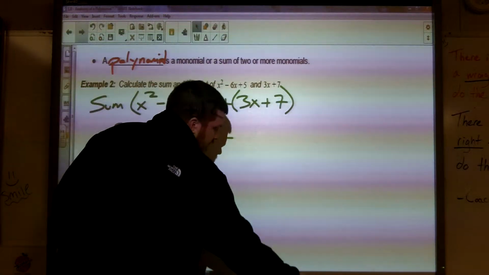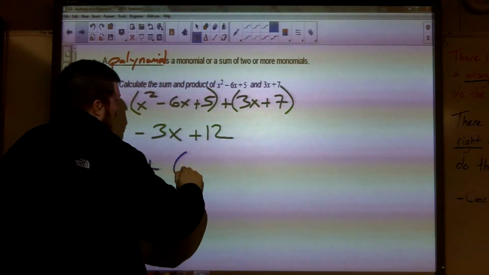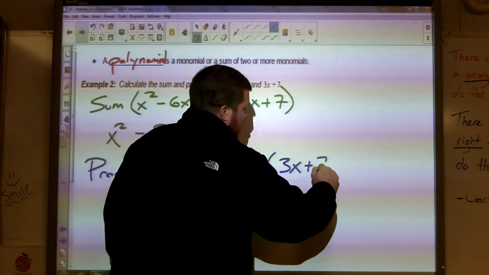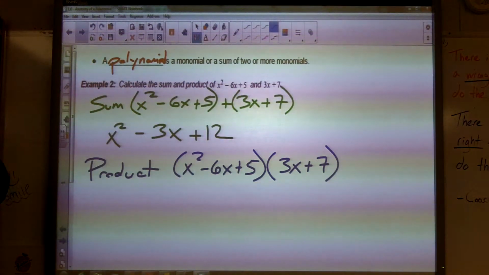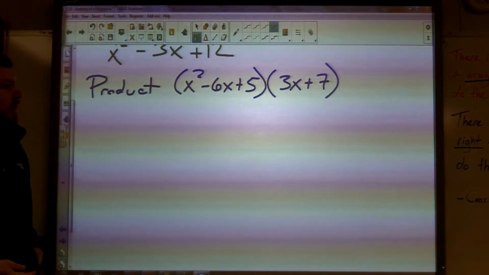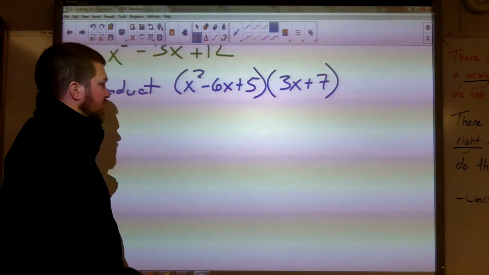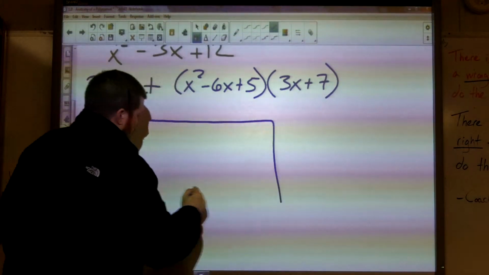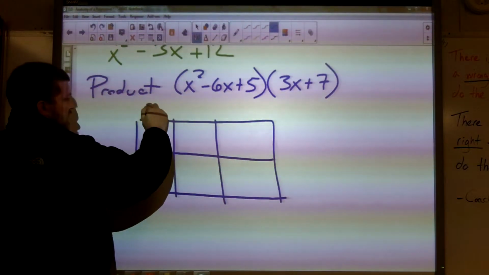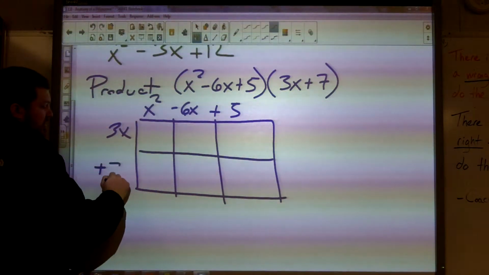All right, and then our product, we have x squared minus 6x plus 5 times 3x plus 7. You can either use FOIL or the box. I prefer the box. The box is just a visual way to do this. So I have a 3-piece by a 2-piece. That means I'm going to need 3 times 2, which is 6 squares inside my box. And it doesn't really matter how you orient your box. Okay, so I have x squared minus 6x plus 5, 3x plus 7.